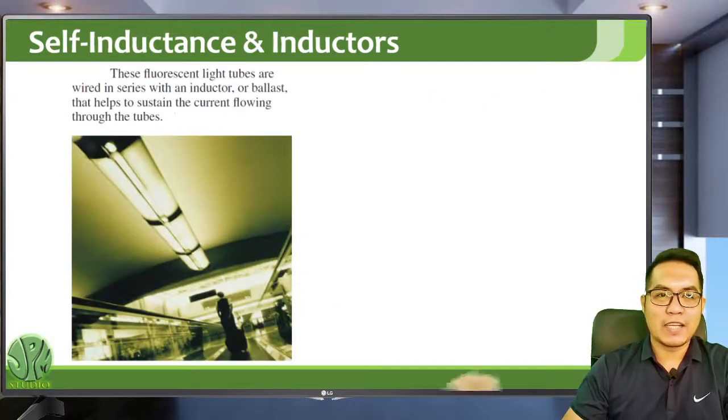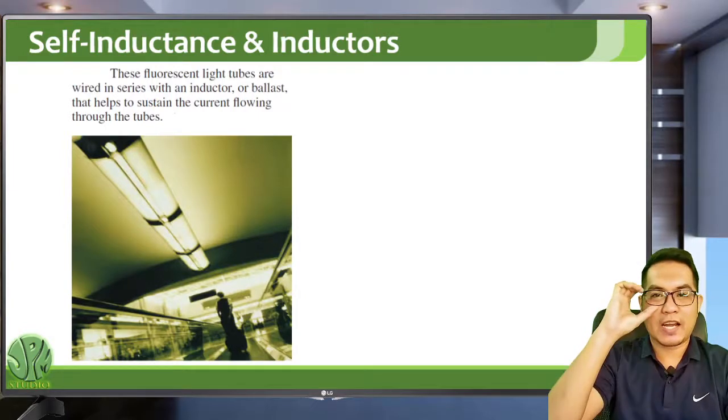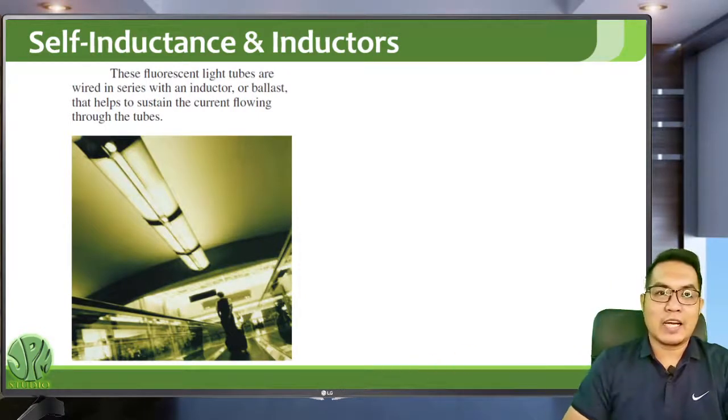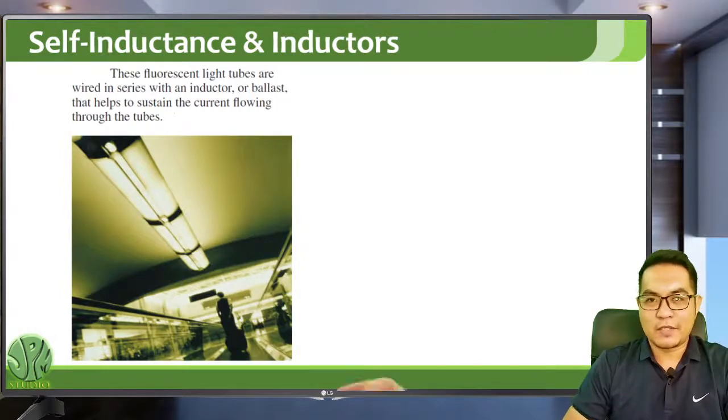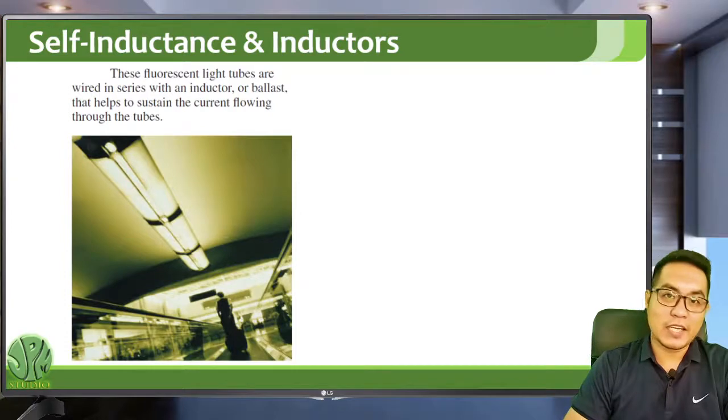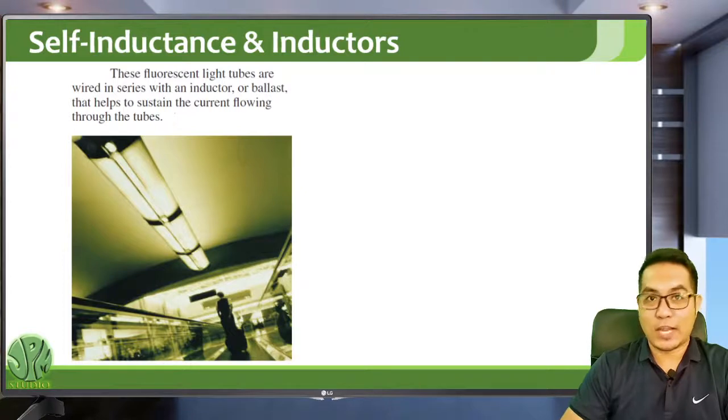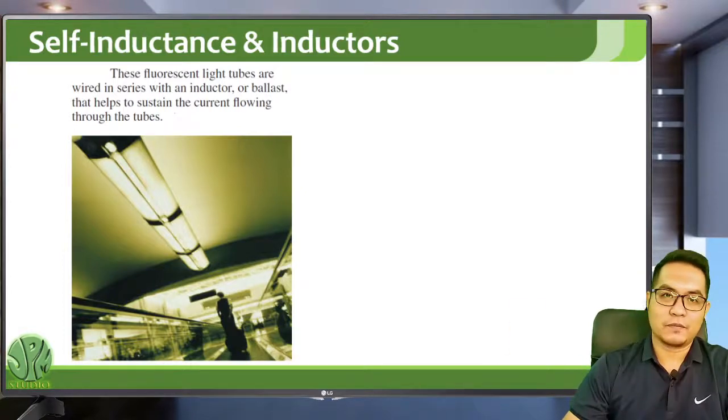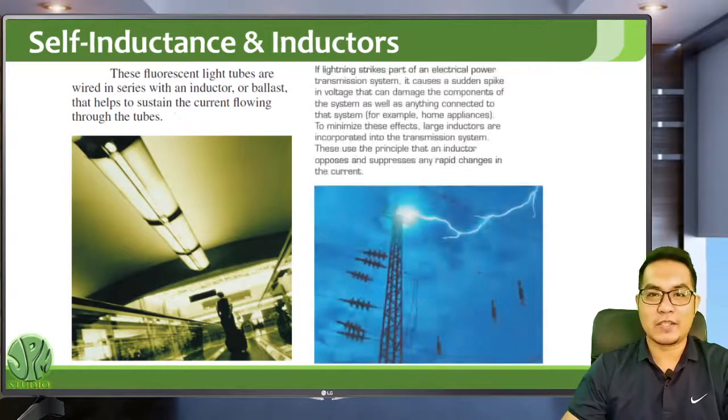Magnetic ballast: the fluorescent light tubes are wired in series with an inductor, what we commonly call a ballast, and the ballast helps sustain the flow of current through the fluorescent tubes. If the current suddenly decreases, then the inductor will induce a current, and vice versa. If the current is increasing, the purpose of the inductor or the ballast is to regulate the flow of current. It doesn't want any changes or variation in current.